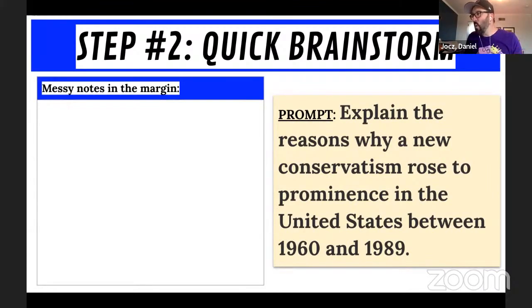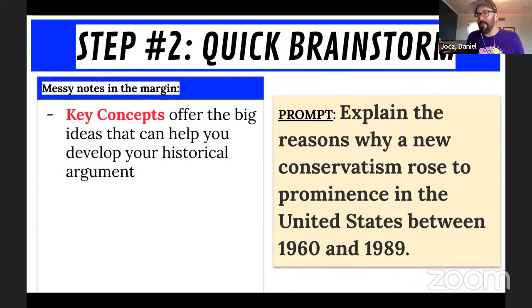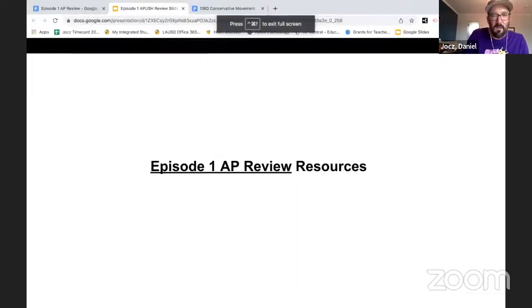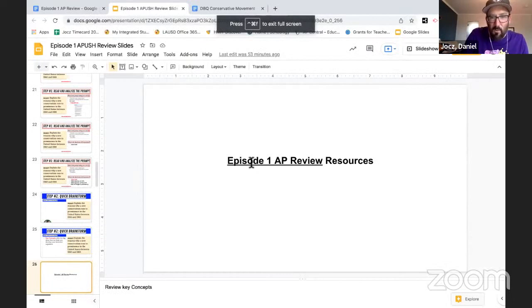And so what you have to do, if it was an LEQ, is use that brain and go, okay, what can I do? What can I start to process? And is there a way I can organize my thoughts about this particular topic? And that's really where the key concepts come in. The key concepts can help you with the big ideas. And I want to show you how by giving you this first resource right here.